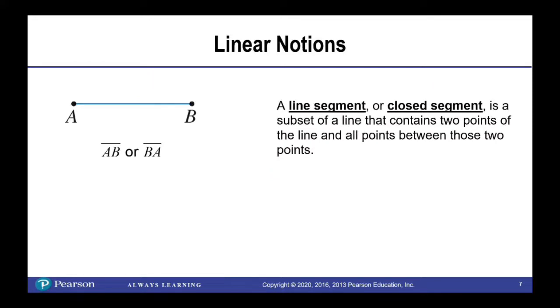A line segment is just that. It is a segment of a line. It can also be called a closed segment. We name a line segment by its endpoints, and notice there's a line segment drawn over the endpoints. So here we have AB with a line segment drawn over it.